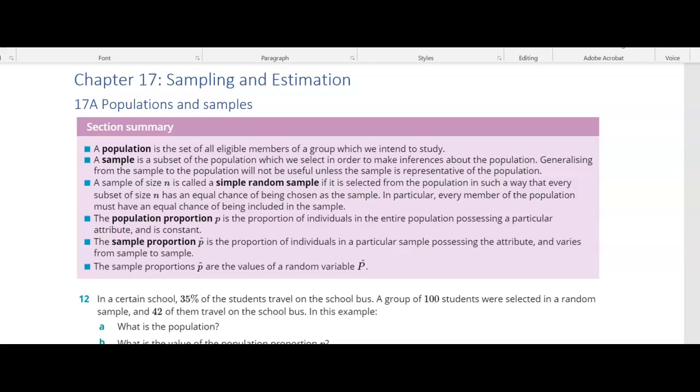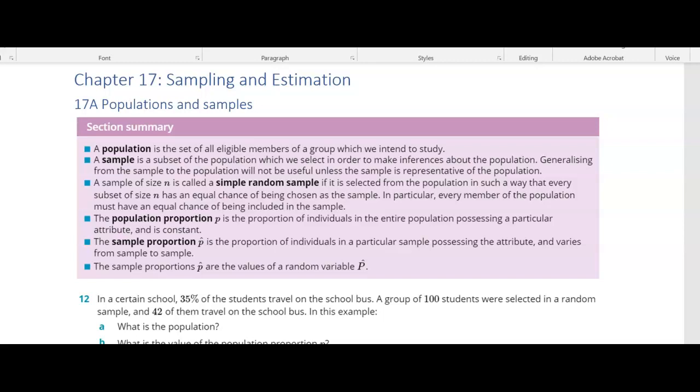So just reading these definitions, a population is a set of all eligible members of a group, and a sample is a subset of that group. And generalizing from the sample to the population will not be useful unless the sample is representative of the population. So if we wanted to know where retired individuals like to travel, so overseas or domestic, you wouldn't go interviewing people who were under 60, because they're not the same as the population.